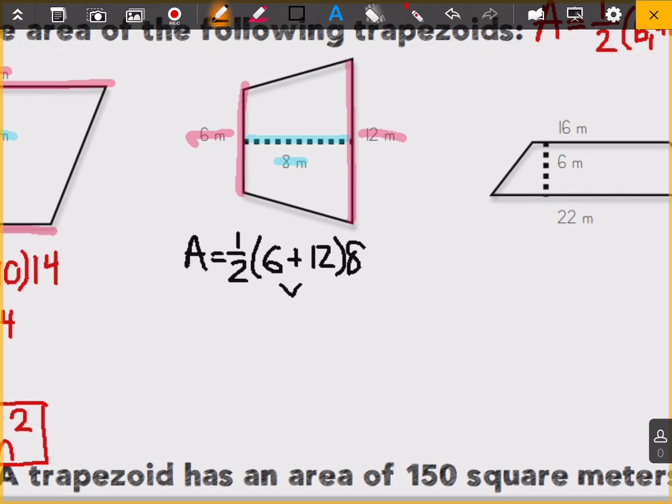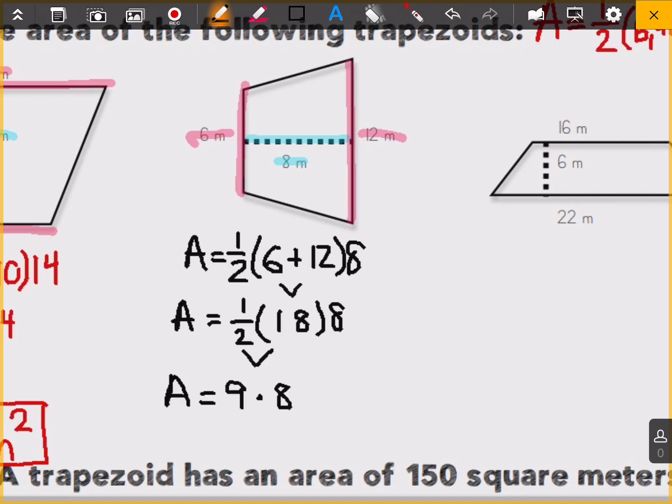Again, the first thing we're going to do is add what's in the parentheses together. So we're going to have area equals 1/2, 6 plus 12 gives me 18, and 8 stays in the back. I'm going to choose to make my 18 smaller, so I'm going to divide that by 2, and that gives me 9. And then don't forget that 8 at the back where we still have to multiply those together. My last and final step is 9 times 8. That gives me a total of 72. And again, our measurement is in meters, and since it is still area, it stays squared.